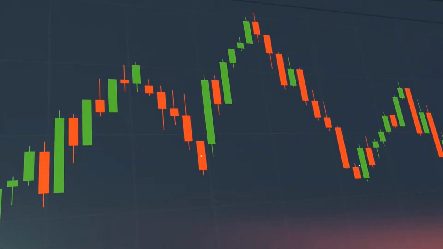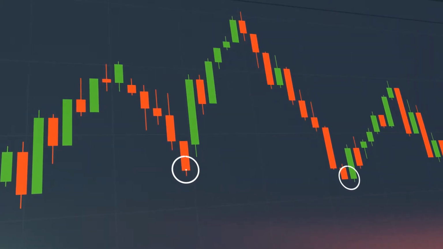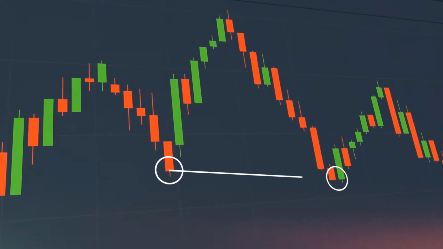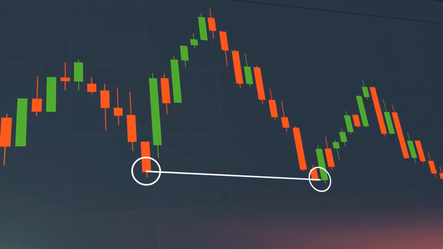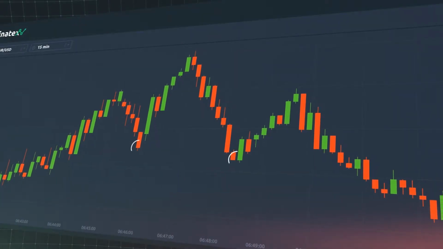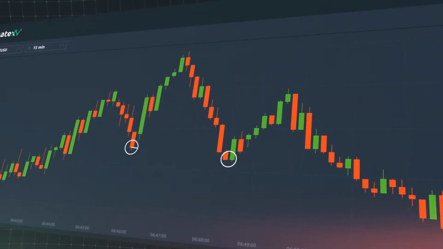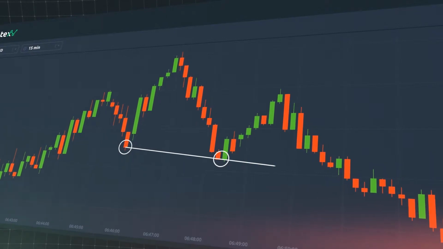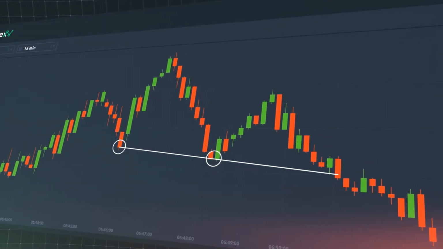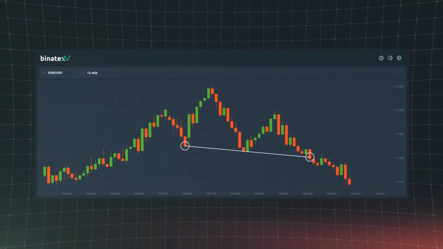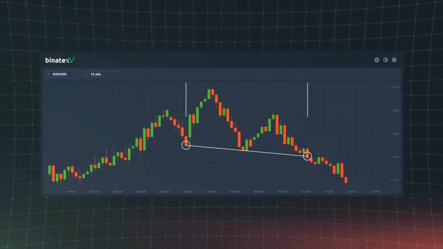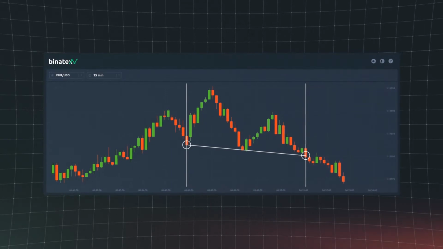Once the pattern has formed, it is necessary to draw the neckline away from the extremum points of the two pullbacks, which will serve as a signal level later on. The main signal is the breakout of the neck of this pattern. Once this line is broken through, it is necessary to wait for the closure of the signal candle and then buy the corresponding option.